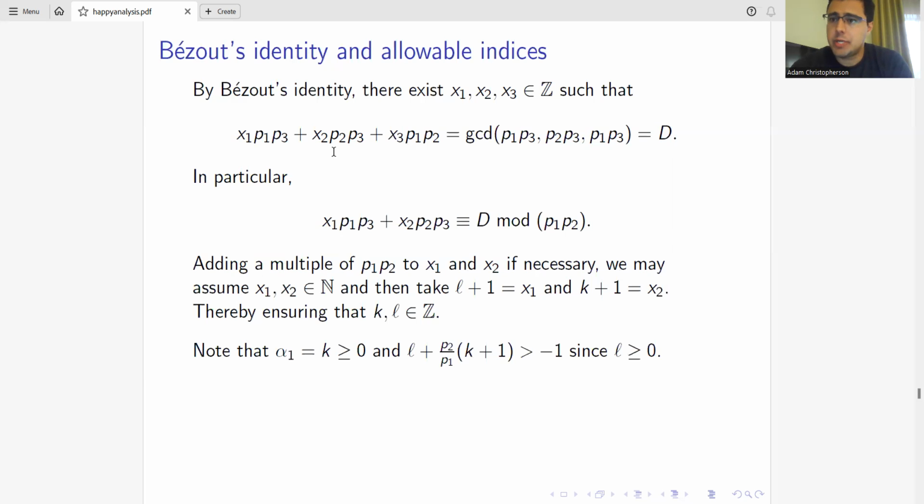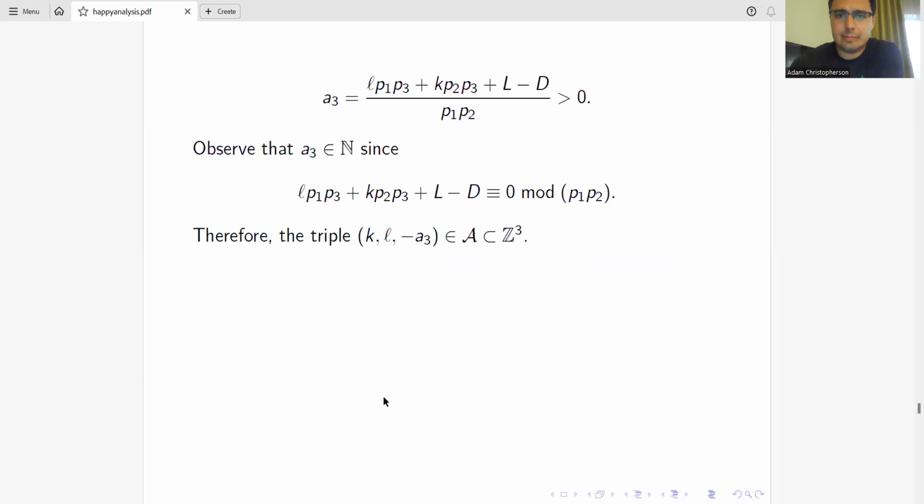Now, those conditions for the set A need to be satisfied. And of course they are, because alpha 1 is K, that's positive. And L plus a positive number is also positive because L is positive. And finally, A3 is chosen strategically. So that's L P1 P3 plus K P2 P3 plus L minus capital D. Now the numerator of A3 has been chosen to be a positive integer multiple of P1 P2. So in particular, when you divide by P1 P2, you remain a positive integer as desired. And that's basically what I've said here. So A3 is a positive integer precisely because of the way we chose L and K. And that shows that the triple does in fact lie in A, the set of allowable indices.